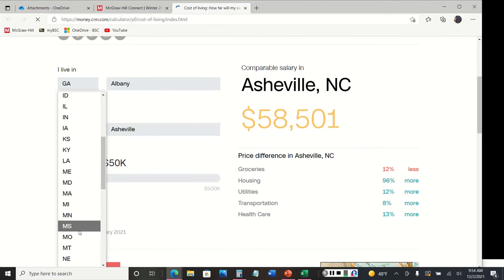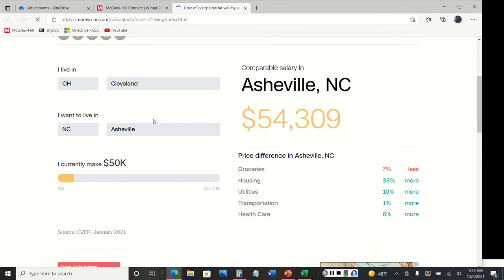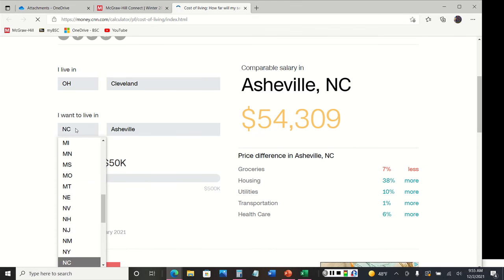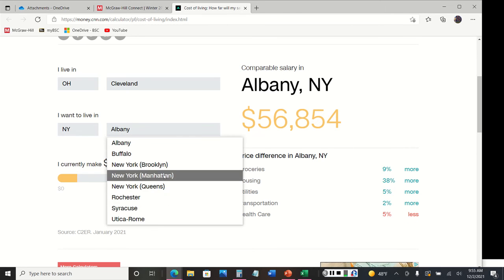All right, so I said Ohio and Cleveland. Currently making, see, it says 50,000 here. Let's say we wanted to move to Manhattan, New York. We need to find out what the equivalent salary is. New York, and let's go to Manhattan.